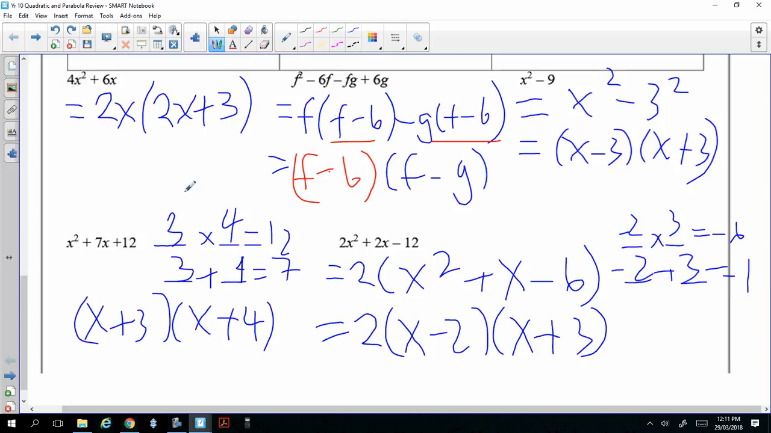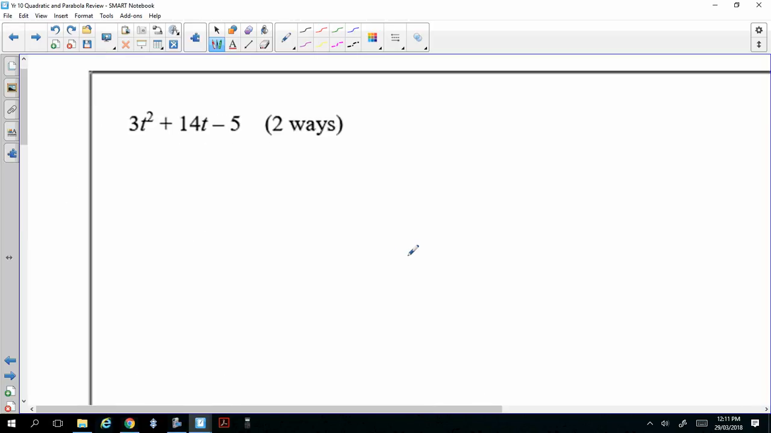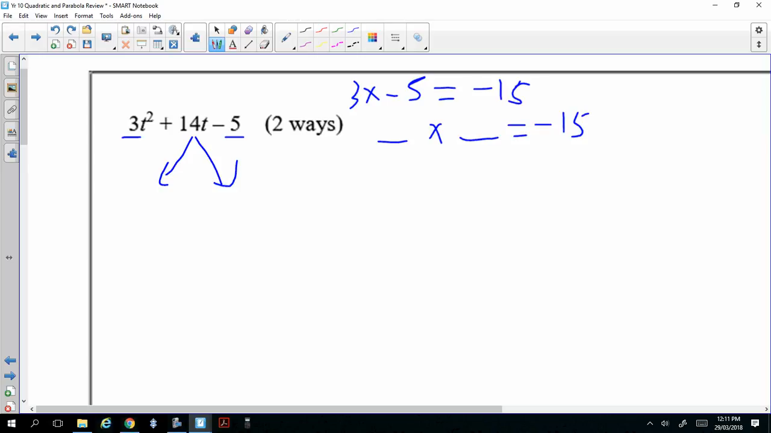Done. Okay, next one. See, there's no common factor. So there are two ways to do that. I'm going to show you both ways. The first way is what I taught my class last year, which is to split that middle term into two parts. To achieve this, you first have to times 3 by the -5, which is -15. So find two numbers which multiply to get -15, add to get +14. Since the number is very close, one of them should be 1, isn't it? And the other one will be 15, but one of them will be minus. Which one will be negative? Negative will be on the 1, right?